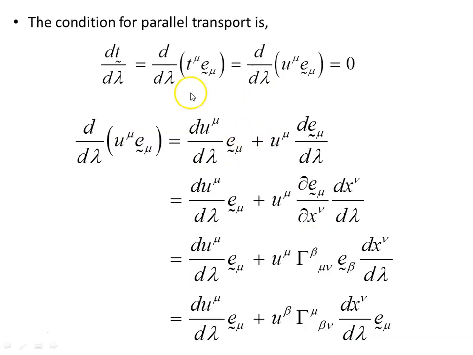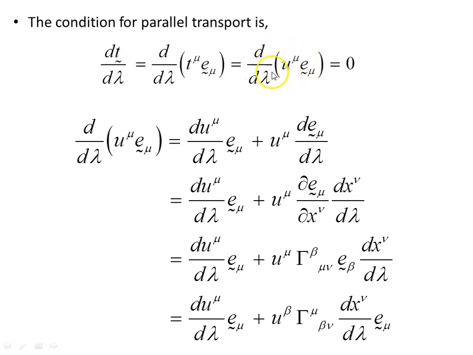Now, the condition for parallel transport, as we saw earlier, was the total derivative with respect to lambda of the tangent vector. Here's d lambda, and here's our object. Here are the components of the tangent vector, and here are the basis vectors. Now, we can replace the tangent vector components. They're really just the four-velocity vector components with the same basis vectors.